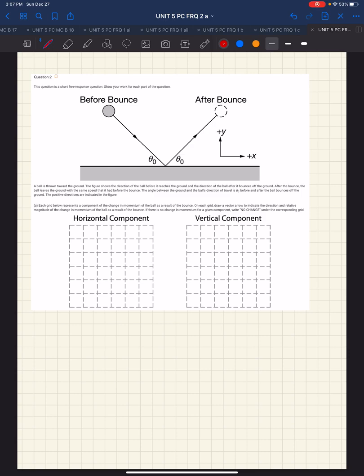So in this question here, we see what looks to be the ground down here, and an object coming in like this, hitting the ground and bouncing off like so. We see these two angles, which are depicted as theta 0 and theta 0, which seems to indicate that they are the same as each other. We're given the positive x direction is over here. This is positive x and this is positive y.